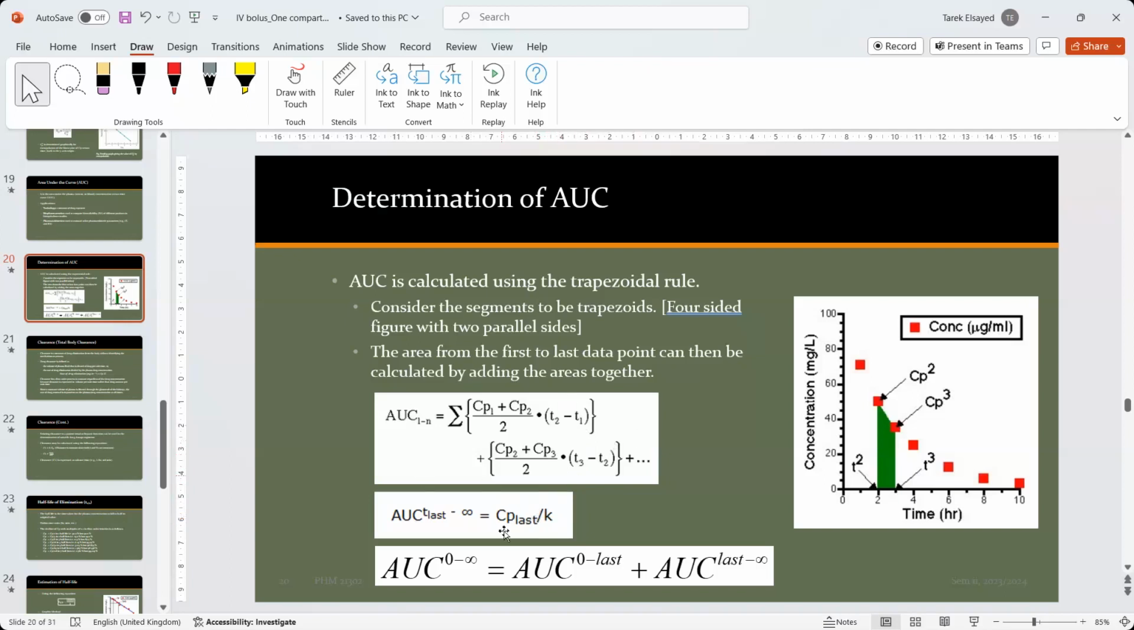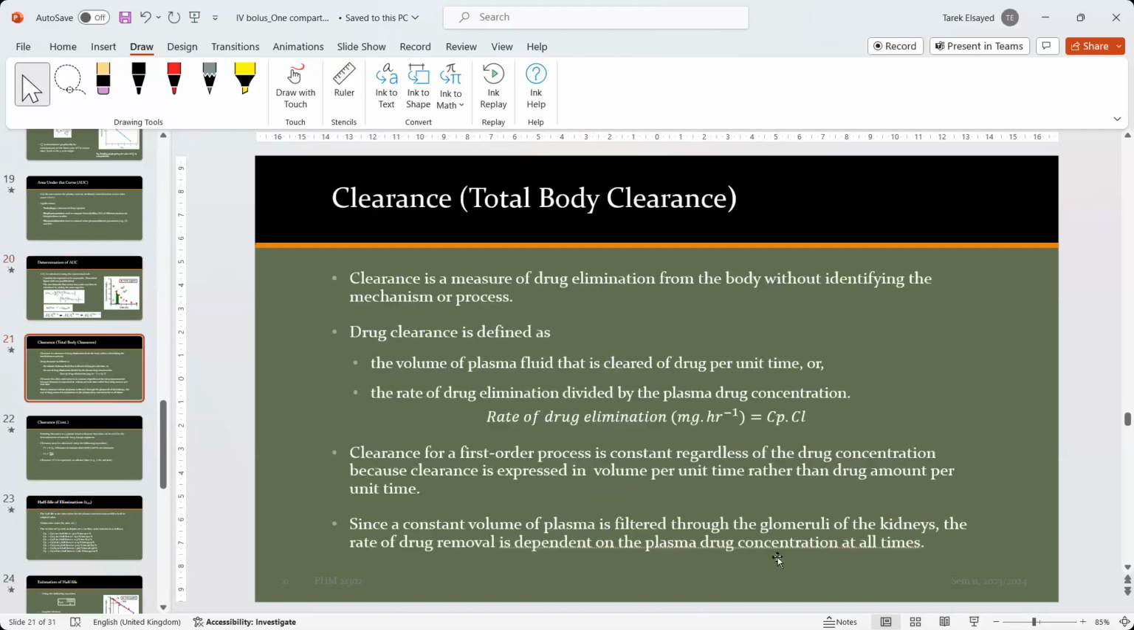The first part, we call it AUC from time 0 to the last measured concentration, to last. And the second part is AUC last to infinity. Then you calculate the area under the curve. From area under the curve, you can calculate clearance. Clearance can be calculated by different ways. Clearance equal to the K times the volume of distribution. Clearance is dose divided by AUC.